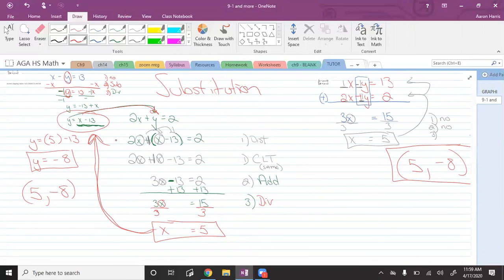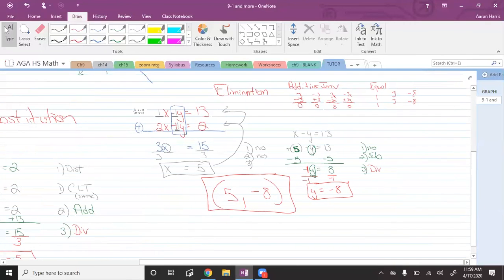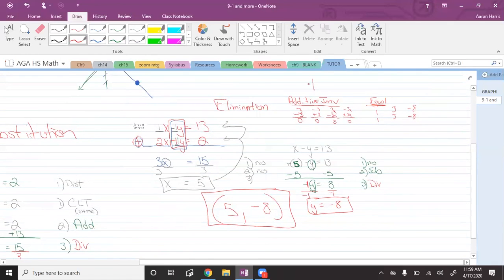Yes. If I'm doing elimination, I need to find the what? Additive inverse, or if it's equal. And I am going to eliminate that variable by going what? By either adding or subtracting. There you go. If it's an additive inverse, what are you going to do? You add. If they're equal to each other, what are you going to do? Subtract. So there you go.